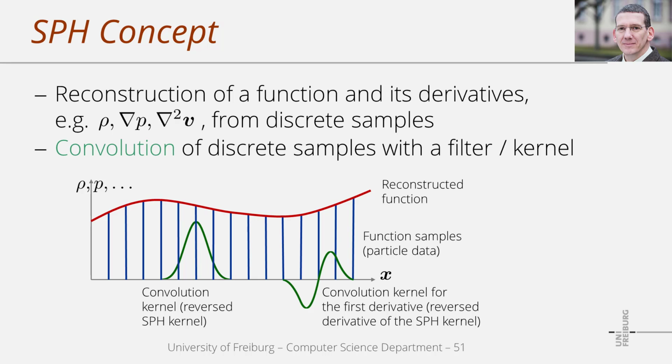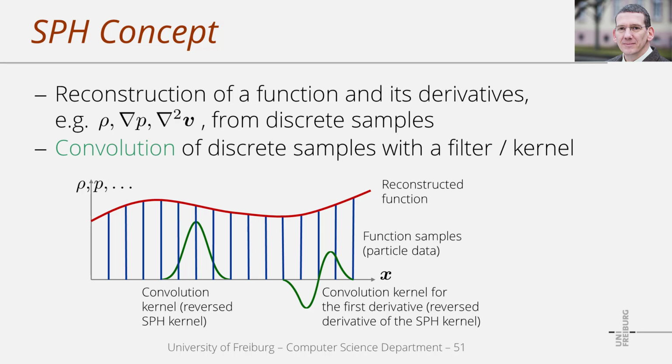In a fluid simulation, the function can be the density or the pressure or the velocity. And the sample positions are not 1D as in the illustration, but they are 2D or 3D. And the sample positions correspond to the representative positions of our particles. Now from signal processing, it is known that the unknown continuous function can be reconstructed from the samples by computing the convolution of the samples with a normalized Gaussian that is shown in green.